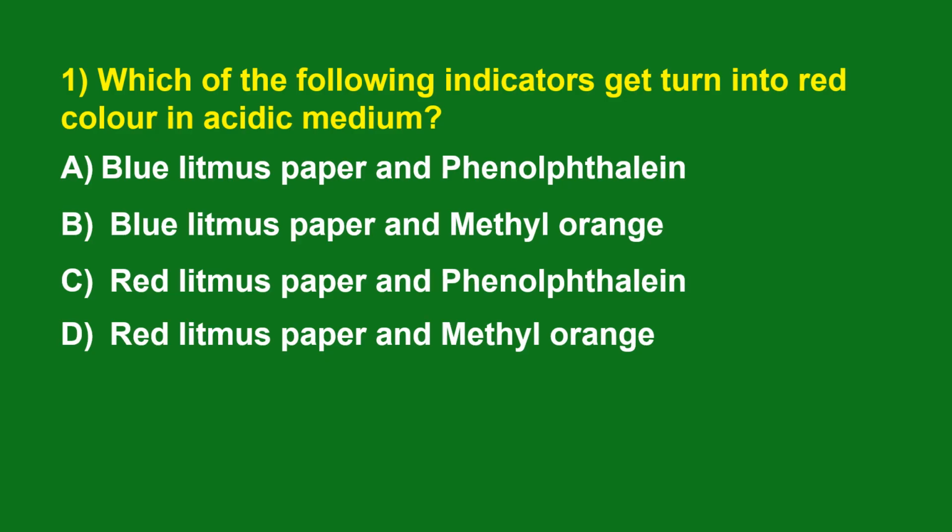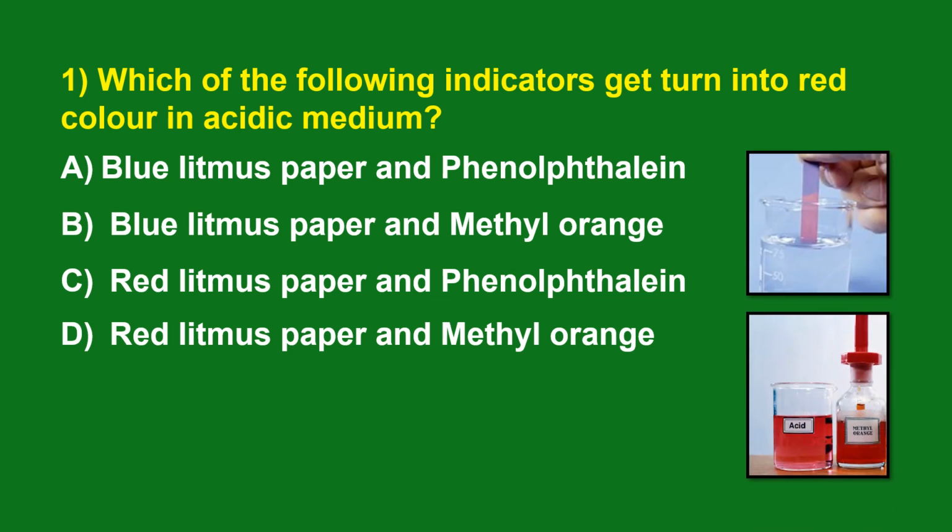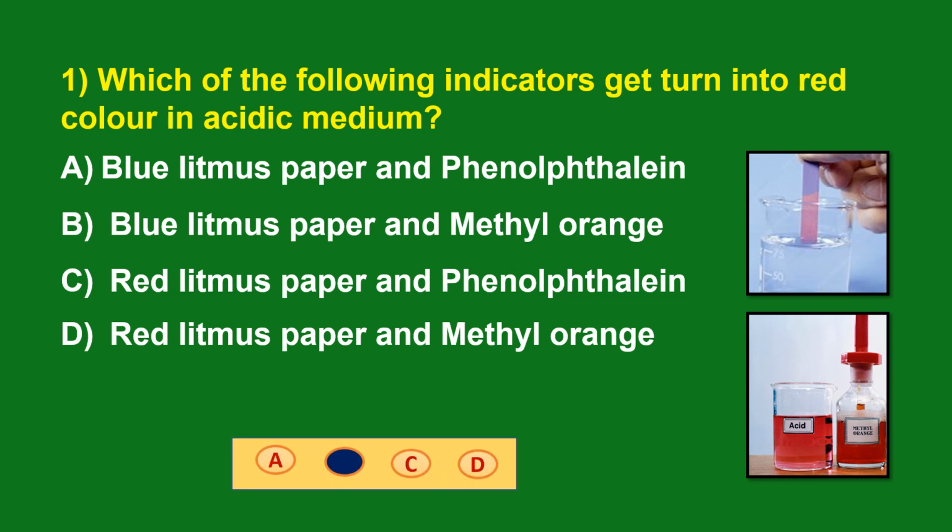Question number 1. Which of the following indicators get turned into red color in acidic medium? First you watch these two diagrams. Here, the blue litmus paper dipped into an acidic medium turns red. In the same way, when we add methyl orange to the acid, this also converts into red color. That means the blue litmus paper and the methyl orange get red color in the acidic medium. So now the right option is option B. Blue litmus paper and methyl orange turn red.